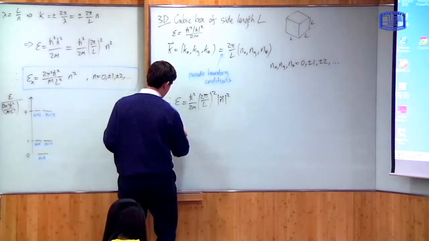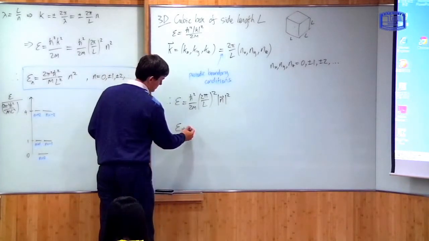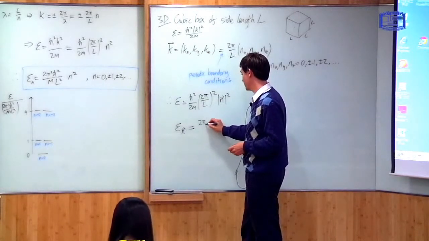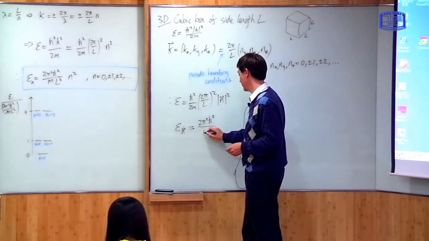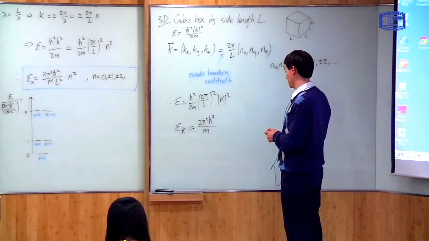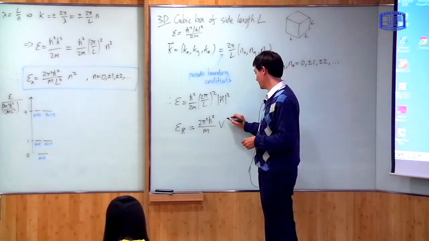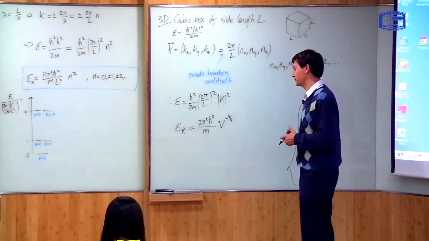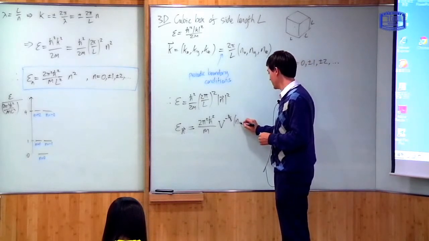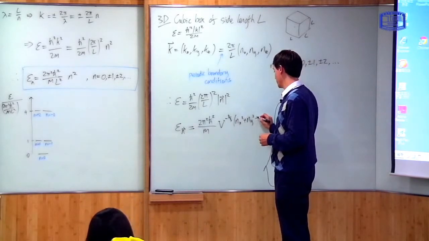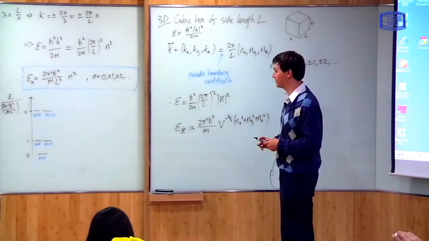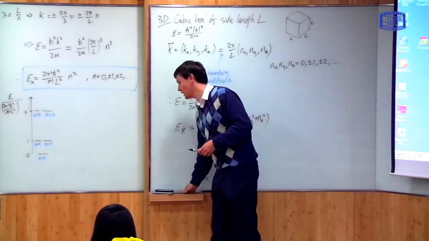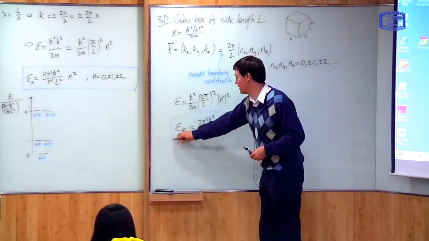And therefore I get energy which depends upon the vector n now, and this is equal to, again if I simplify, 2 pi squared h bar squared over m times, I'll explain this in a minute, V to the minus 2/3. V is the total volume of the box, times nx squared plus ny squared plus nz squared, the length of the vector n. Okay, and again, this is the result. This is the quantization of energy in 3 dimensions.